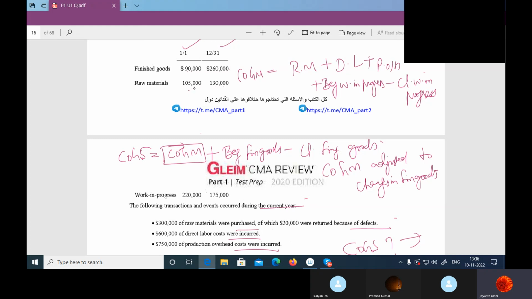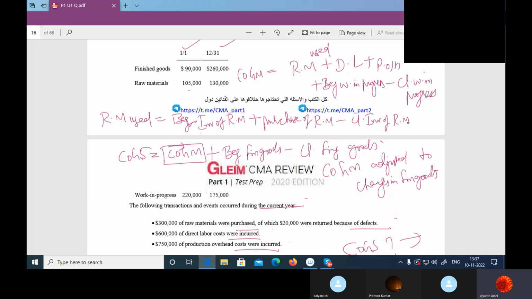You'll take beginning raw material plus purchases. Are you doing some purchase or not? Yes, sir, 3 lakhs. So what we will write here is raw material used. Raw material used is equal to beginning inventory of raw material plus purchase of raw material minus closing inventory of raw material. Correct? Isn't it so?